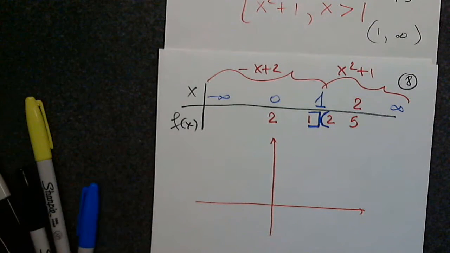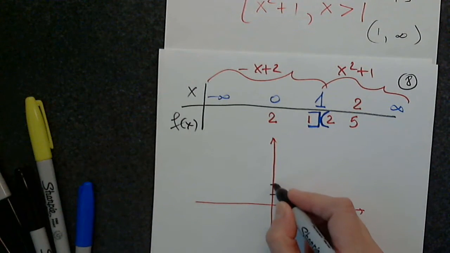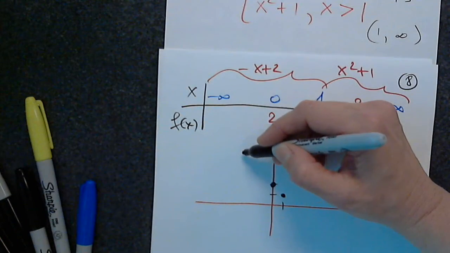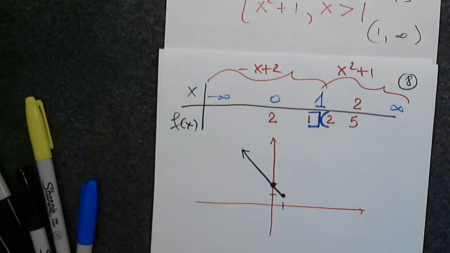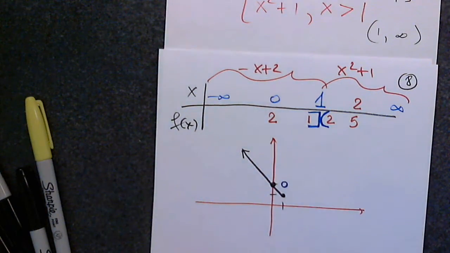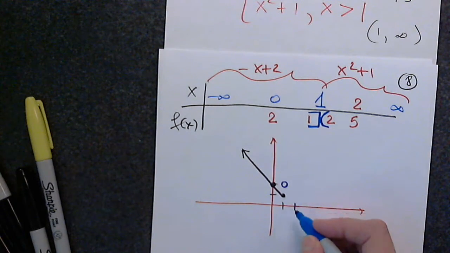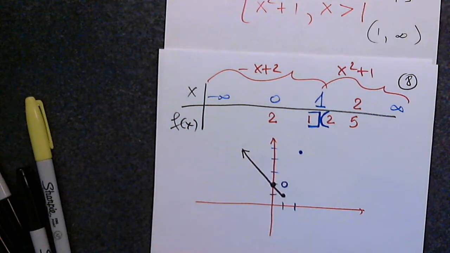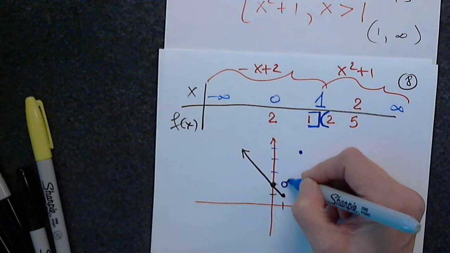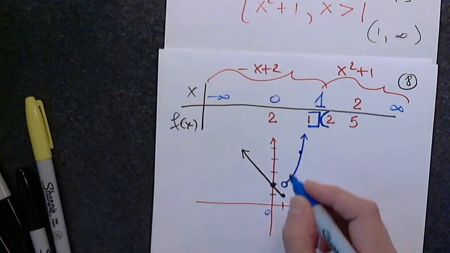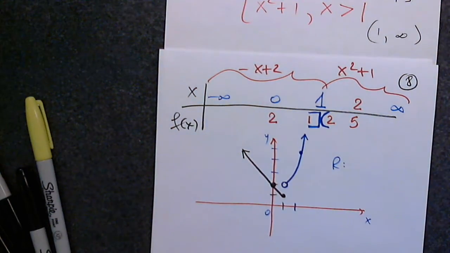From left to right, I see 0, 2. I see 1, 1, which must be a full point, and I know that this is linear. And it's done. On the right-hand side, I have to start at 1, 2 with an open point. Move on to 2, 5, 3, 10. And I know that this is not a straight line because it's x squared plus 1, and I know how it looks. So this is our function, and I would like to determine its range.